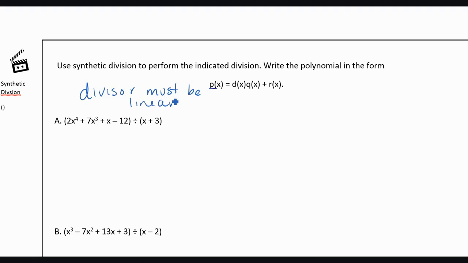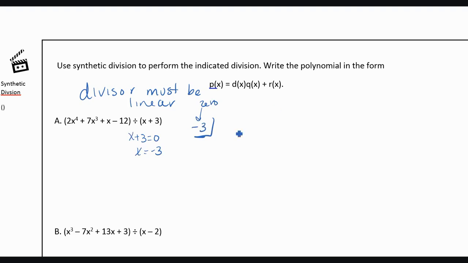Now, what we do with synthetic division, we're going to divide 2x to the fourth plus 7x cubed plus x minus 12, and we're going to divide it by x plus 3. We're going to make a little box right here, and in here we're going to put what would be the 0 of the factor. So this is x plus 3. If you set that equal to 0, you would get x equals negative 3. So we're going to put negative 3 in the box.